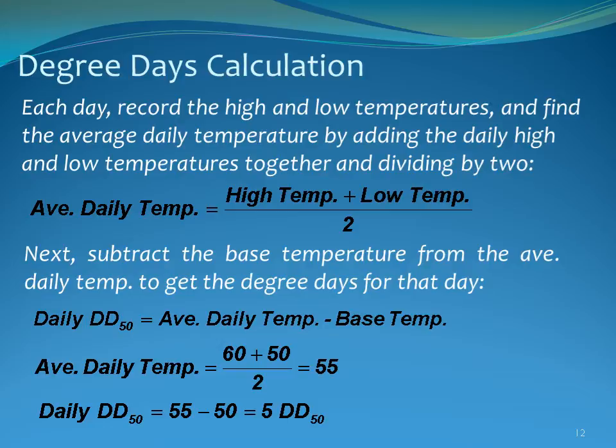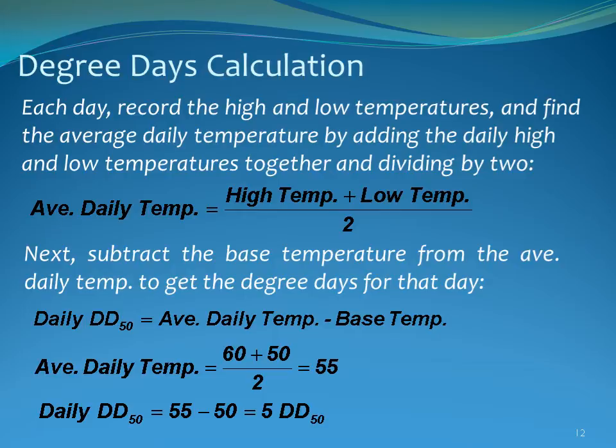So what they do at these airports then is they go out and they check the minimum and maximum temperature, and they find the average daily temperature by adding the daily high and low temperatures together and dividing by 2. So that's pretty easy. After you've got your average daily temperature, then you will subtract the base temperature, which in our case is 50, from it. So to calculate that, if we use an example, say the high temperature was 60 and the low temperature was 50, you add them together, and then you divide by 2, and you get 55. That's how you get your average daily temperature.